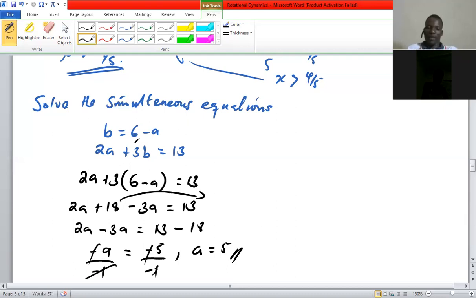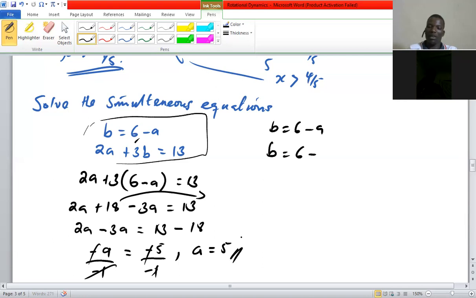So we need to find B. We can use any of these equations to find B. The easiest way is to use equation 1. So we have B equal to 6 minus A. B is going to be 6 minus A, which we found to be 5. So B is going to be equal to 1. Easy, right?